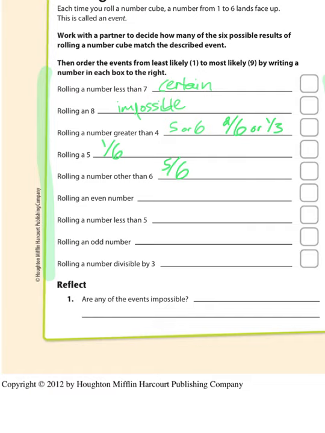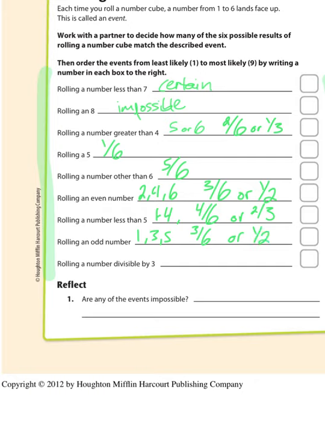Rolling an even number, that's going to be 2, 4, or 6. So that's 3 events out of the 6 possible. We can simplify that fraction to 1/2. Rolling a number less than 5, well, that's 1 through 4. So that's 4 events out of the 6 possible, or 2/3. Rolling an odd number, well, that's the same as even, except it's the opposite, 1 through 5. So that's going to be 3 events out of 6, or 1/2.